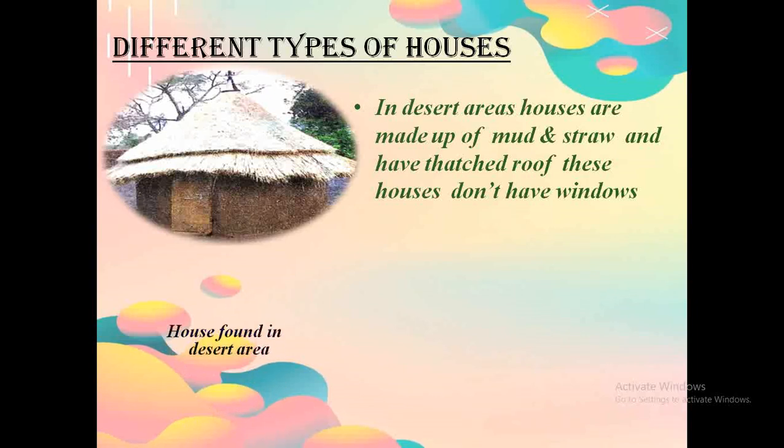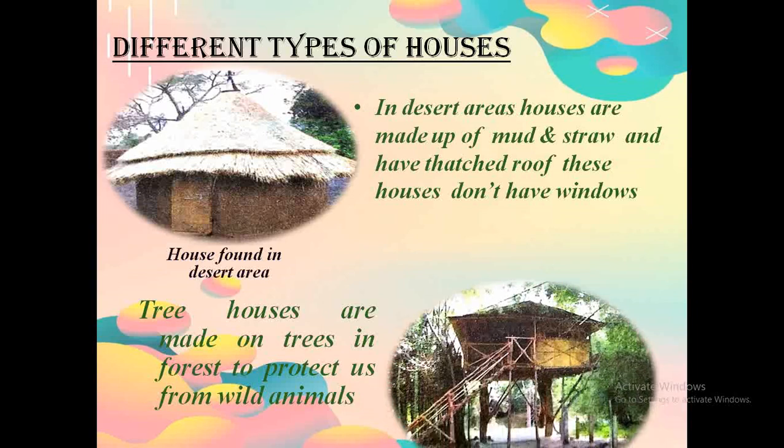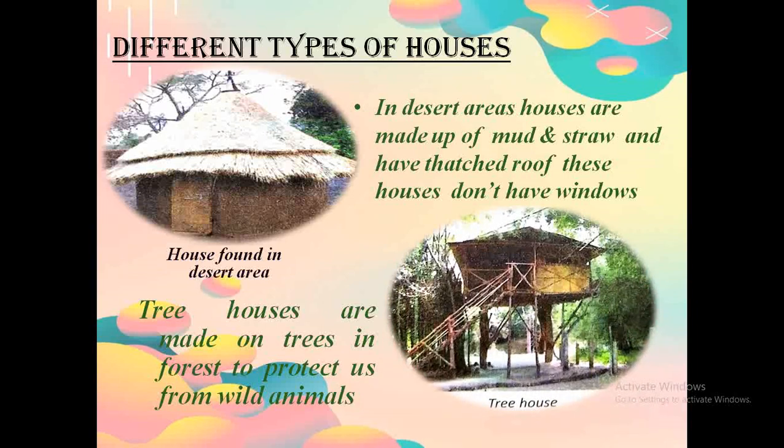First of all, we'll read about houses found in desert areas. So in desert areas, houses are made up of mud and straw and have a thatched roof. This is because, children, the muddy walls of the house and the thatched roof keep the house cool in the hot summers. As we all know, in desert areas days are very hot. So this muddy wall and thatched roof keep the house cool.